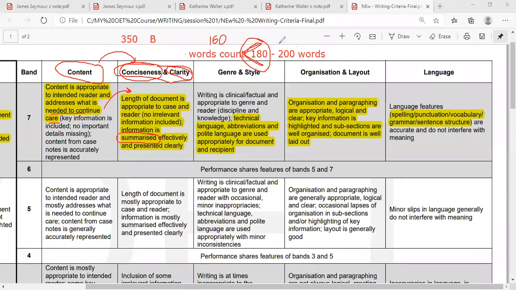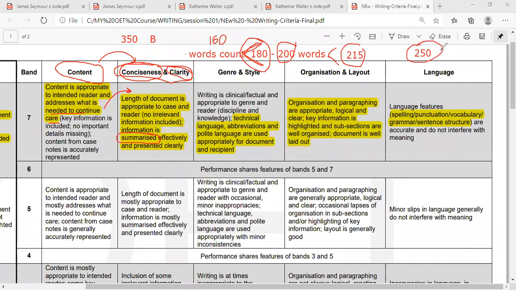But what if the word count exceeded 200? If the word count exceeded 200, for example, let's say 215, this will be accepted. Okay, this will be accepted because there are some case notes which are too long. All right, that's why it's accepted to exceed the word count a little bit. However, if the word count reaches, let's say, 250, this will carry a high risk of not getting the desired score, which is B score.